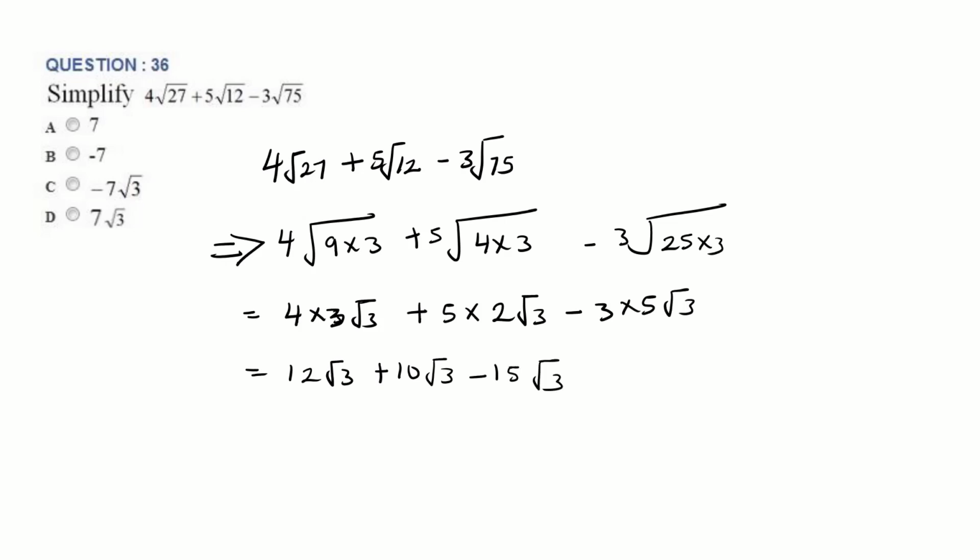So adding this up, you have 12 plus 10 minus 15. That is 7. And this is 7 root 3. That is option D, 7 root 3. You can read more about this on source.